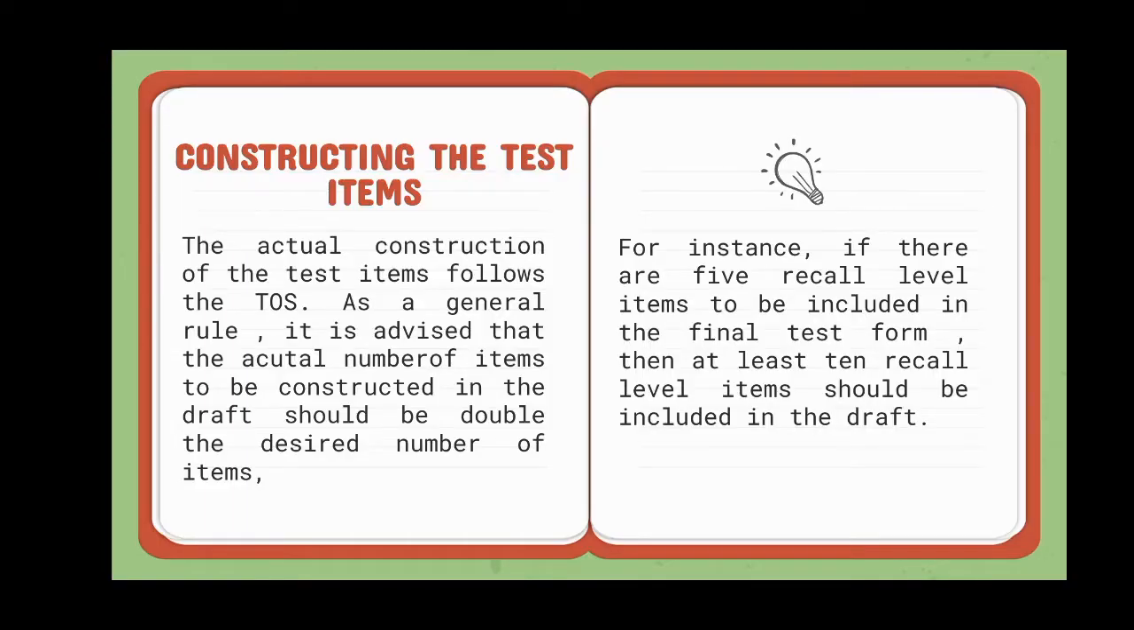Next level is constructing the test items. The actual construction of the test items follows the TOS. As a general rule, it is advised that the actual number of items to be constructed in the draft should be double the desired number of items. For instance, if there are 5 recall level items to be included in the final test form, then at least 10 recall level items should be included in the draft.